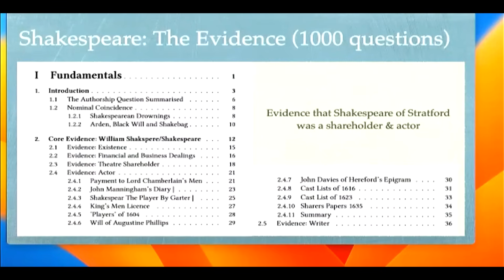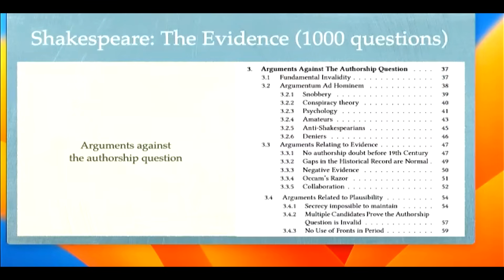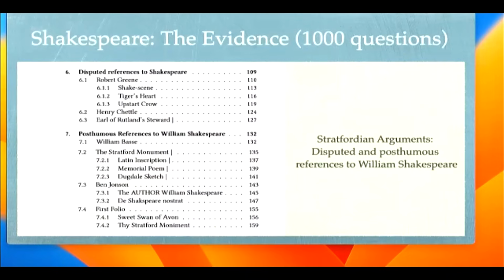Okay, so we have evidence. Shakespeare of Stratford was a shareholder and actor, the basics. The whole book is really about the writer, but we get that established. Arguments against the authorship question. Stratfordian arguments, direct references to William Shakespeare. Stratfordian arguments, disputed and posthumous references to William Shakespeare. Well, they don't dispute them, but I do. We do.